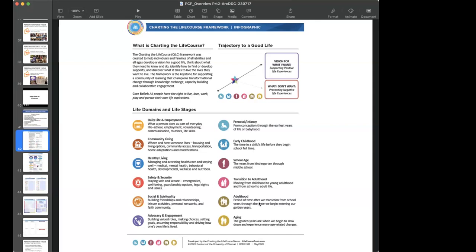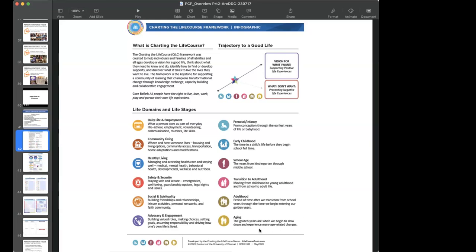Thinking about those domains across adulthood, right? What job do I want to have? Where do I want to live? What does healthy living look like to me? What am I putting in place? Where am I living that I feel safe? What hobbies do I have, or where do my spiritual needs get met? And then what kind of advocacy do I have to do for myself, and how can I be engaged to make a contribution to make sure that that's true for everyone else?